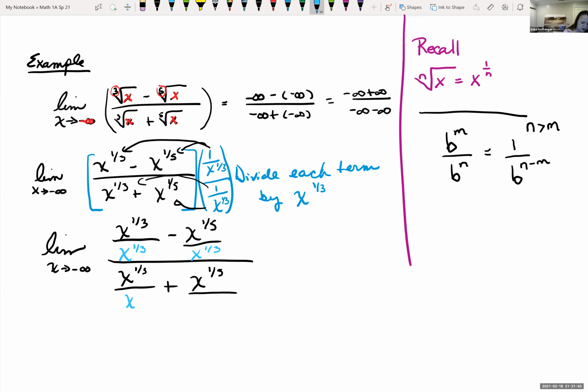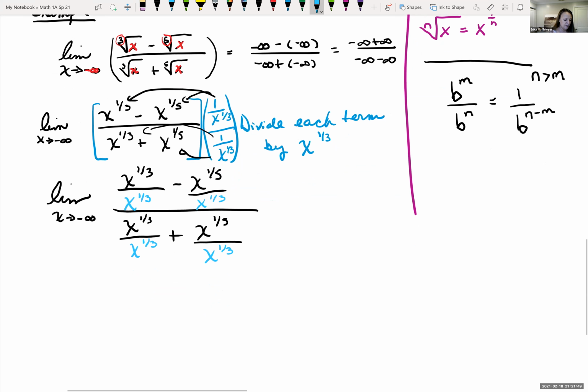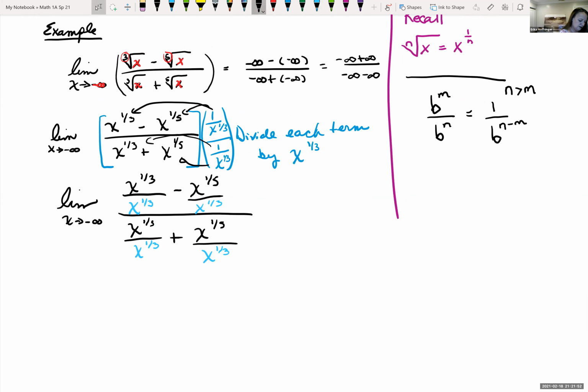So 1/3 is the bigger exponent. And so for each fraction in there, we're going to rewrite it. Notice x to the 1/3 divided by x to the 1/3, that's just 1, minus 1 over, maybe we can do the work down here. So we're going to have 1/3, the exponent on the bottom, minus the exponent on the top, 1/5.